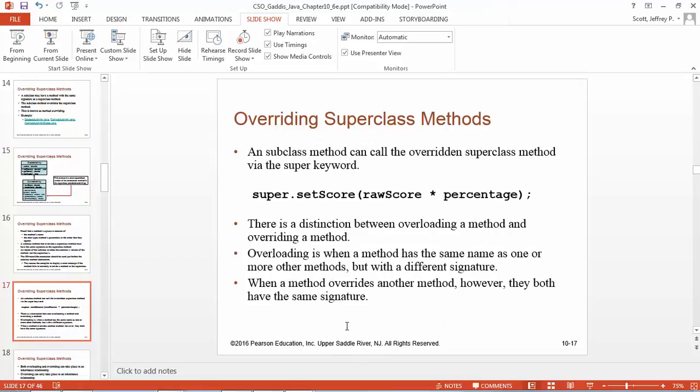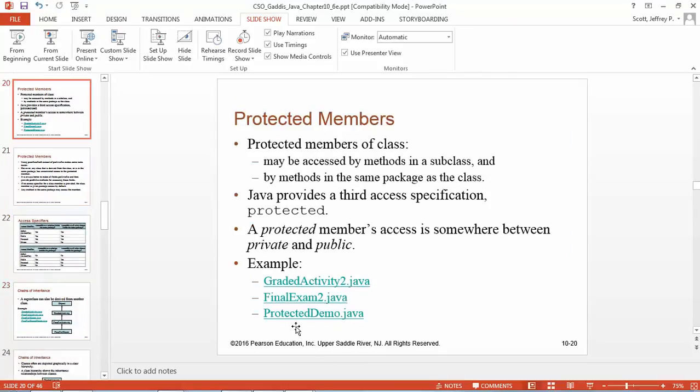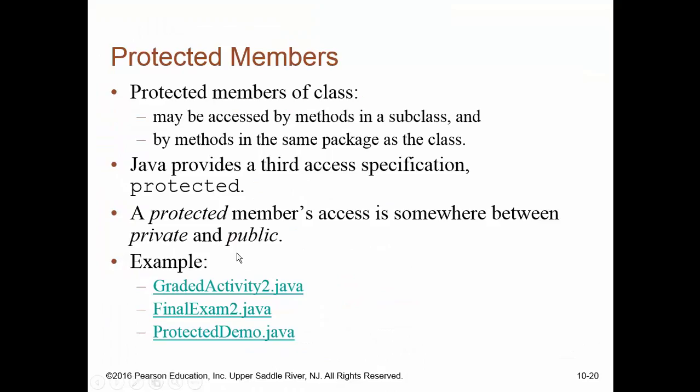So again, as previously mentioned, with protected, and let's look at what it says right here. With protected, it may be accessed by methods in a subclass and by methods in the same package as the class. So in other words, it's available class-wide, and it's available to any children of that class. As it says, a protected member is somewhere between private and public.